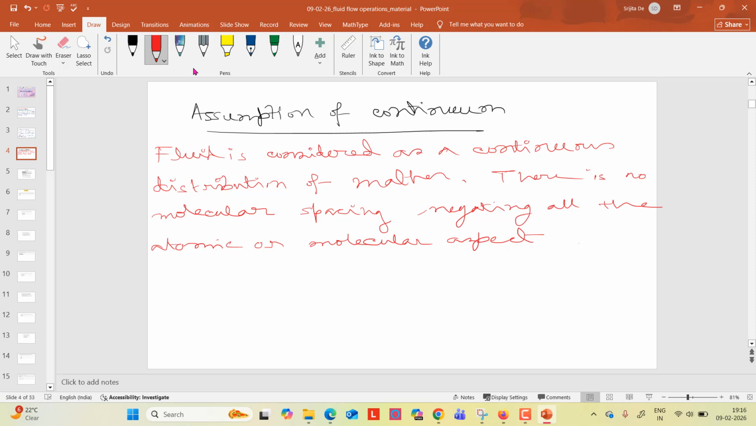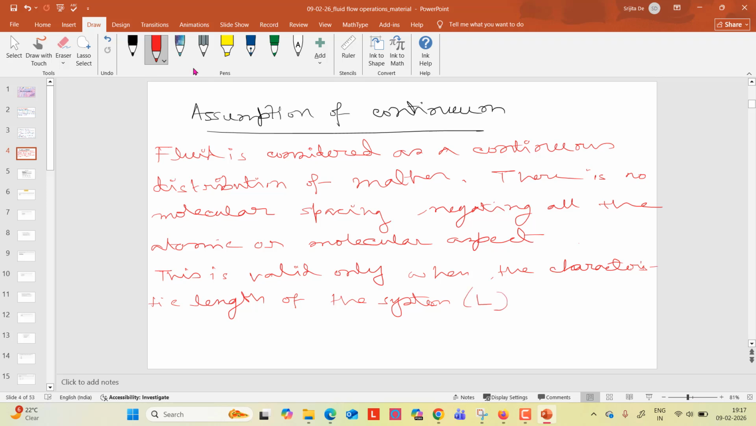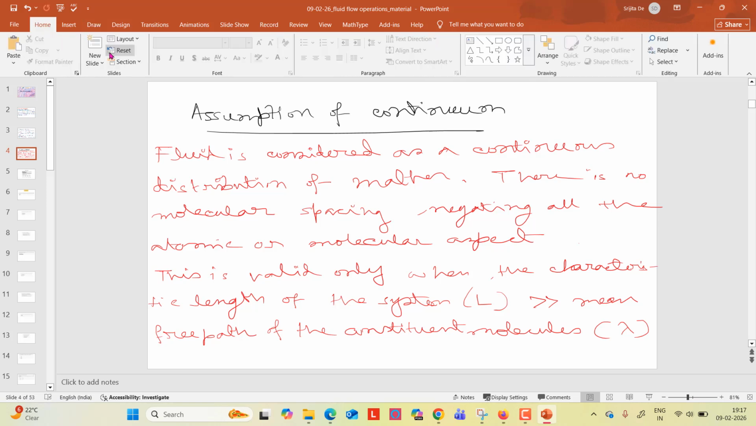Now, when is this valid? This continuum concept is valid only when the characteristic length of the system, that is L, is greater than the mean free path of the constituent molecules, that is lambda.